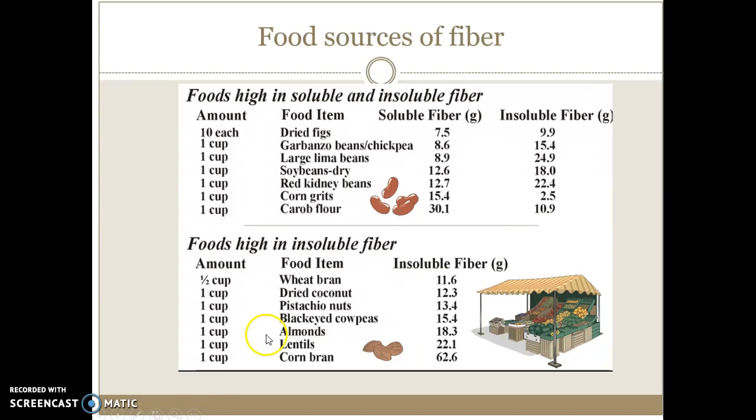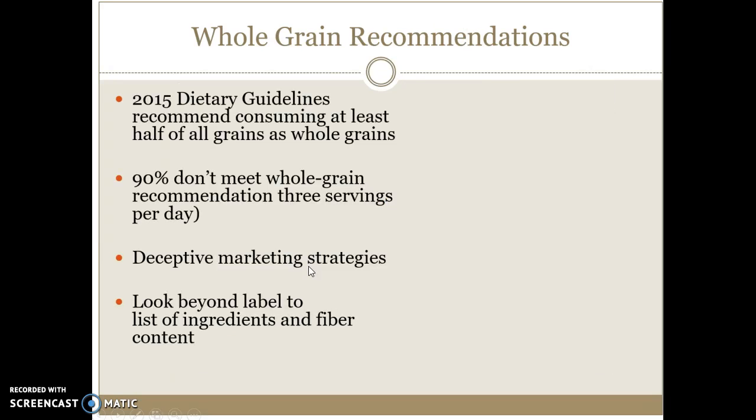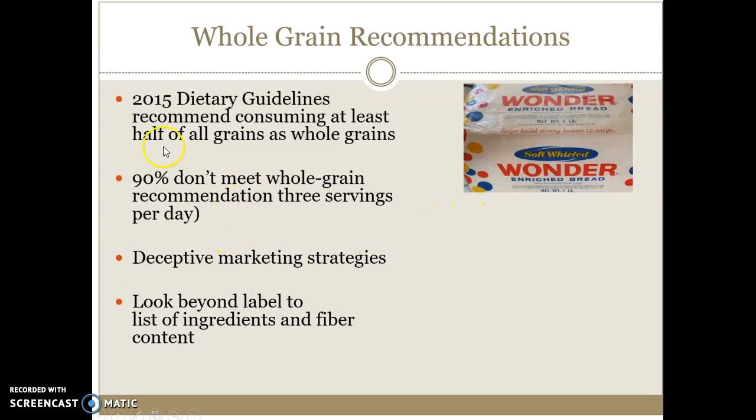The sources of fiber, so insoluble fiber, would be things like wheat bran, pistachio nuts, almonds, lentils. They all have insoluble fiber and some soluble fiber, which you can see the amount. So all these beans and nuts and even flours have these fibers in them. The recommendation right now is that we need to increase our whole grains. 90% of Americans do not meet the whole grain recommendation.